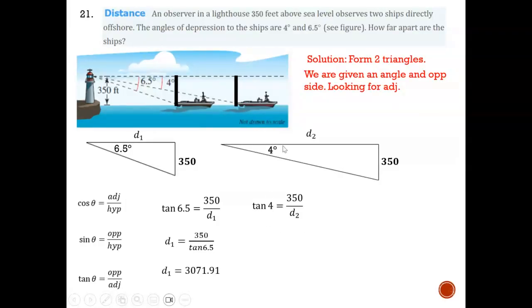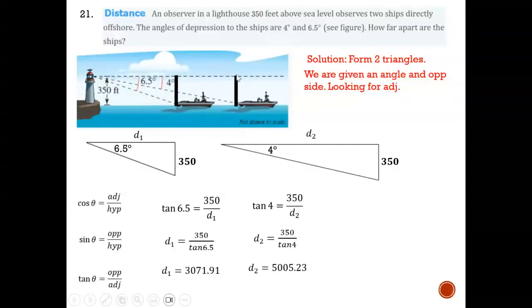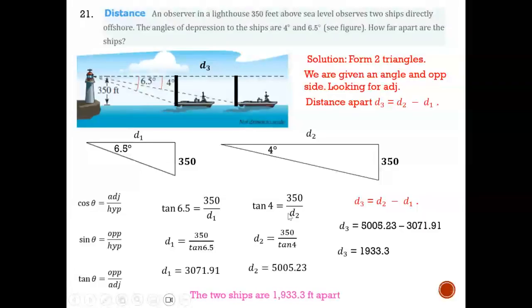Now, let's repeat the process for distance 2. Distance 2 is equal to 350 over tangent of 4 degrees. So from here to here, it's 5,005.23 feet. To find D3, the distance we're looking for, how far apart they are, D3 equals D2 minus D1. That's distance 3. So it's 5,005.23 feet minus 3,071.91 feet, which gives us something like 1,133.3 feet. That's how far the two ships are apart.